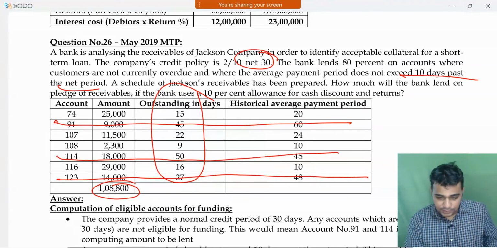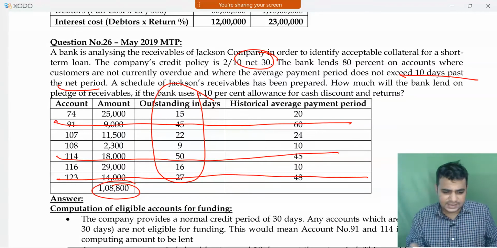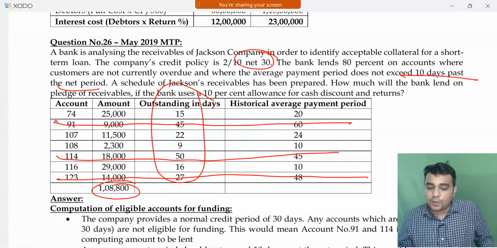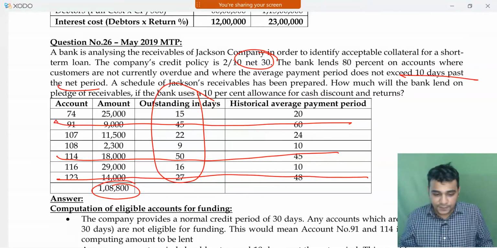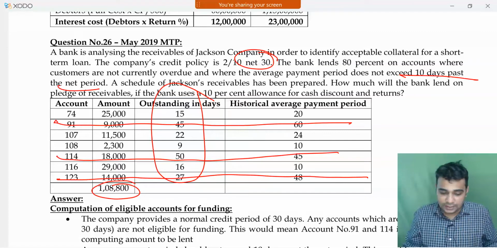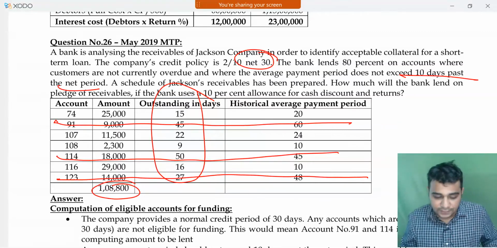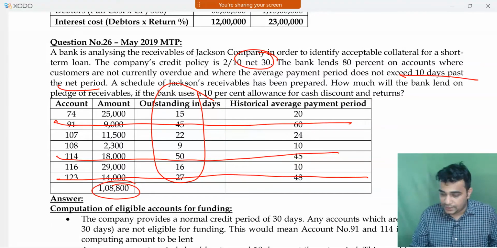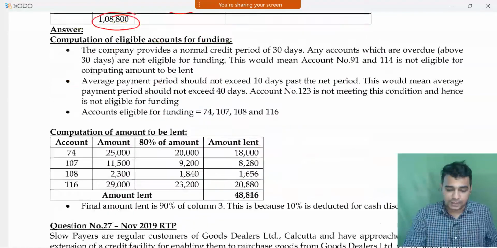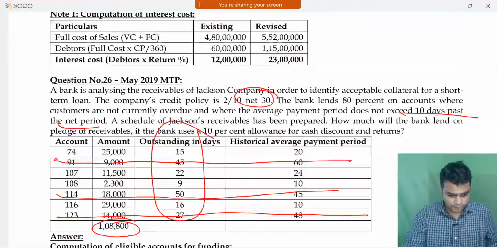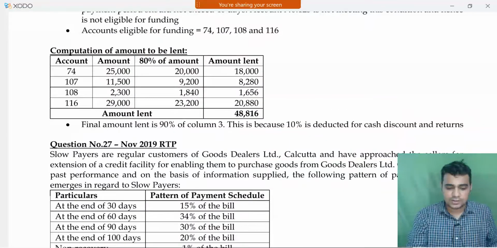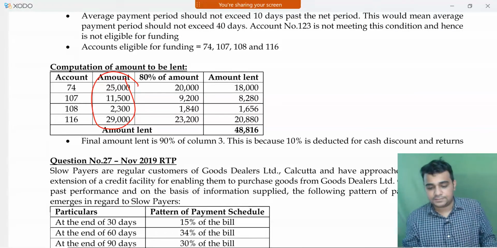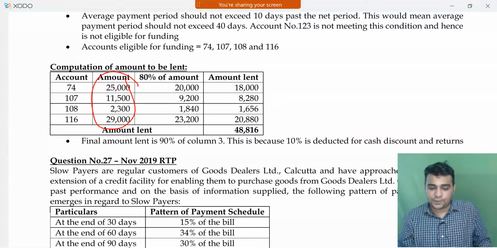See, for example, I think 74 is not overdue and historically also is fine. 107 not overdue, historically fine. 108 not overdue, historically fine. 116 not overdue, historically fine. 123 not overdue, but historically there is a problem. So I will get credit on 4 accounts, which adds up to, can you tell me the total of this first? Tell me the total of these 4.